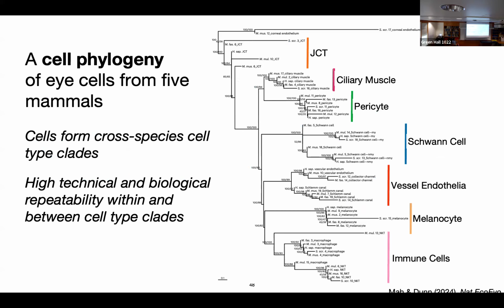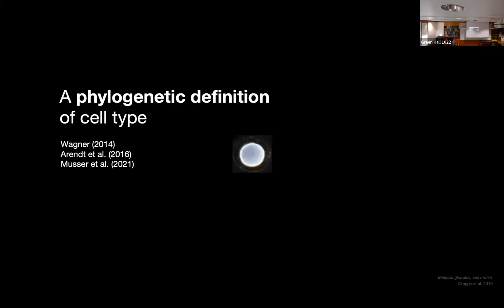So here you go, here's our cell phylogeny. I'll get into more detail about the pilot data set we used, but just know that it consisted of a set of eye cells that were dissected from 5 mammalian model species. So I was overjoyed to see that cross-species cell-type clades emerged. Not only that, but they had high technical and biological repeatability, both between and within cell types. What was interesting is that we've attained a phylogenetic definition of cell type, as has been theorized for over a decade. A cell phylogeny changes how we think about and define cell types in a similar way to how a species phylogeny changed how we think about and define species.